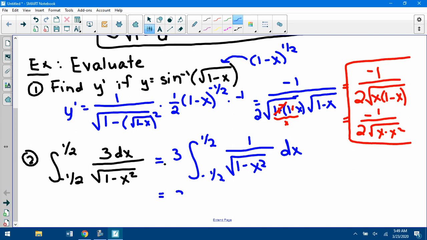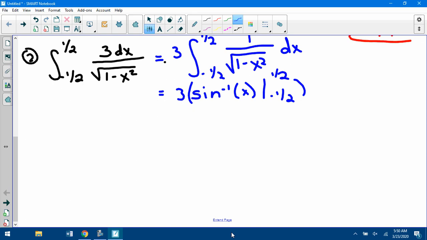which is just going to be 3 times sine inverse of x evaluated from negative 1/2 to 1/2. There's no plus c there or anything like that because we got bounds. I'm going to leave this 3 out front. We'll deal with that at the end. I think that'll be easier. Okay, so now this is going to be 3 times sine inverse of 1/2 minus sine inverse of negative 1/2.